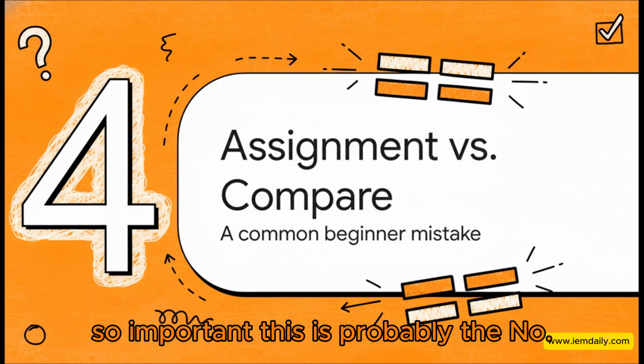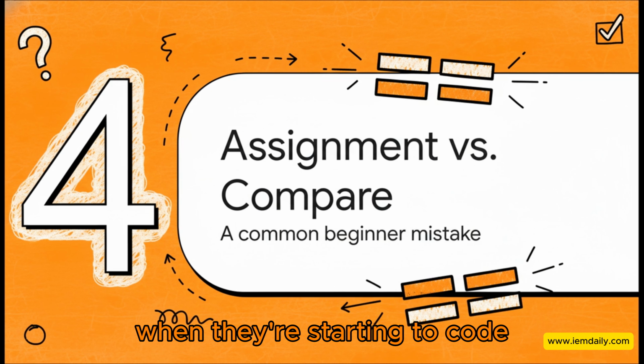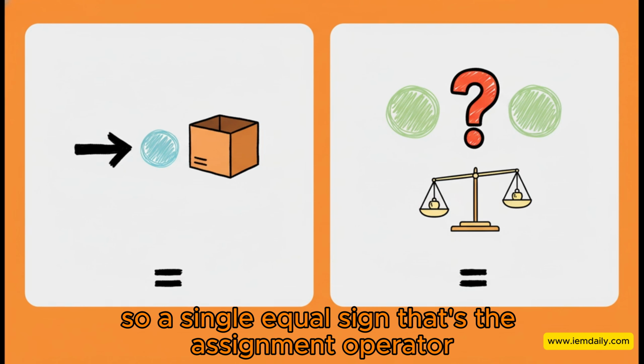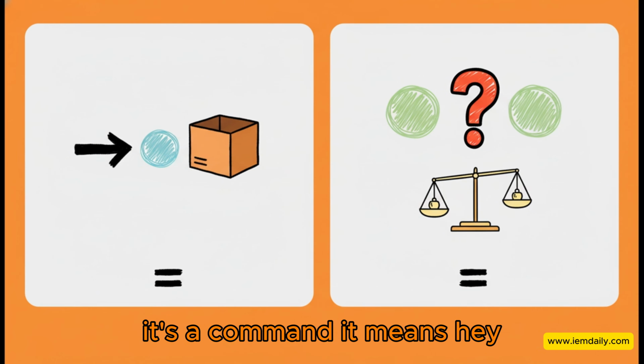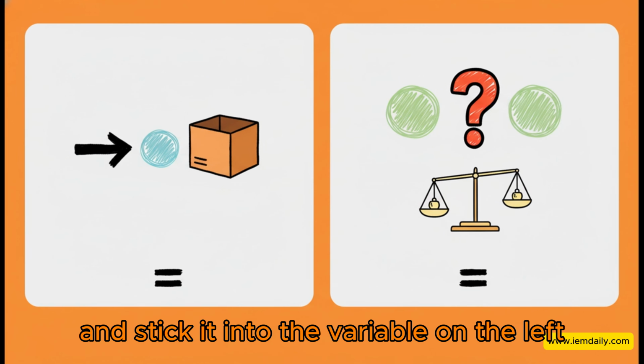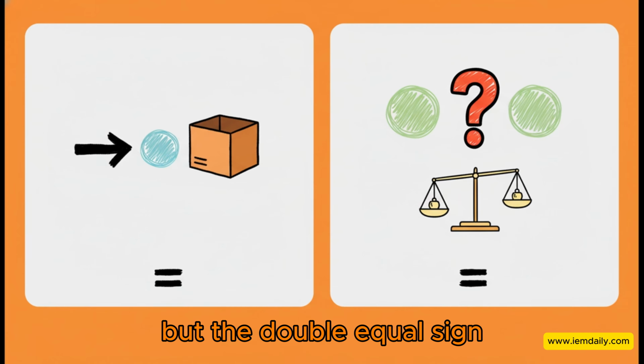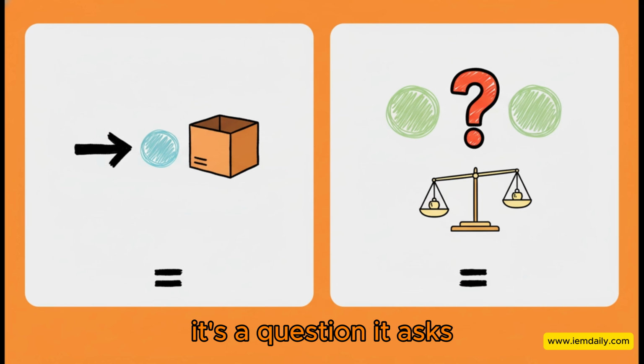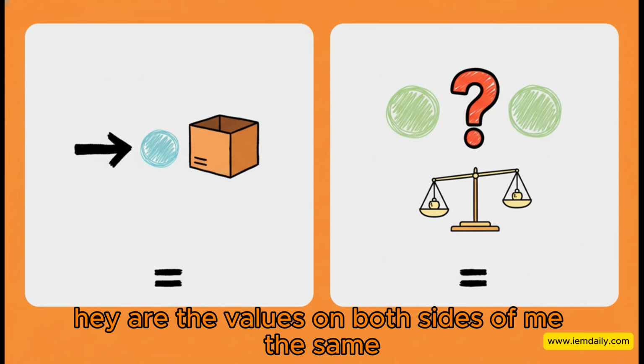All right, listen up, because this next part is so important. This is probably the number one bug that trips up people when they're starting to code. It's all about the equal sign. So a single equal sign, that's the assignment operator. It's a command. It means, hey, take the value on the right and stick it into the variable on the left. But the double equal sign, that's the equality operator. It's a question. It asks, hey, are the values on both sides of me the same?